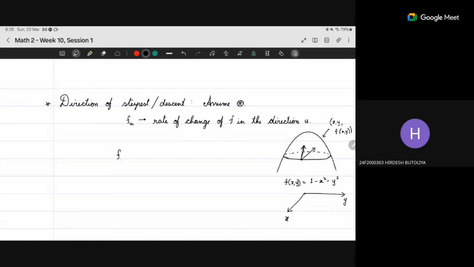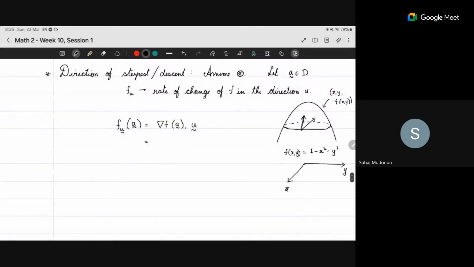But what is f_u? Let's say a tilde is a point on our domain. So how do I calculate f_u of a tilde? We multiply the gradient function with the unit vector u. Well, not multiply, but dot product. Dot product, sorry. Yeah. But what is the dot product? How do I compute the dot product?